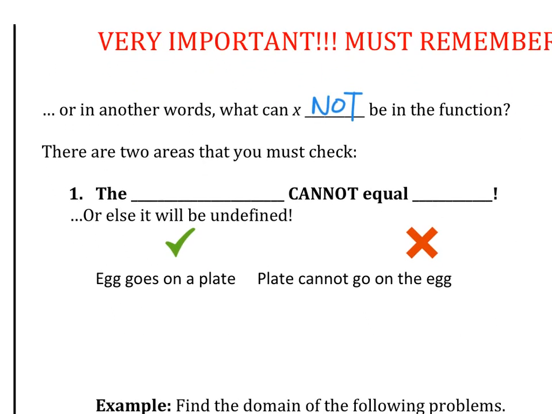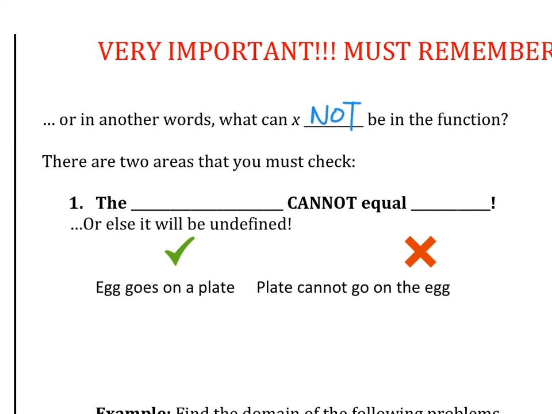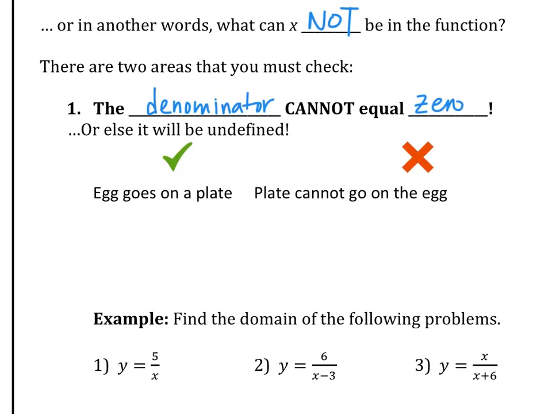So there are two parts that you need to check. The first one is the one we're going to check a lot. The denominator cannot be 0. You cannot divide by 0 ever. So that is the first thing we're going to check. If there is a fraction, we need to make sure the denominator is not 0. So we're going to remember this.